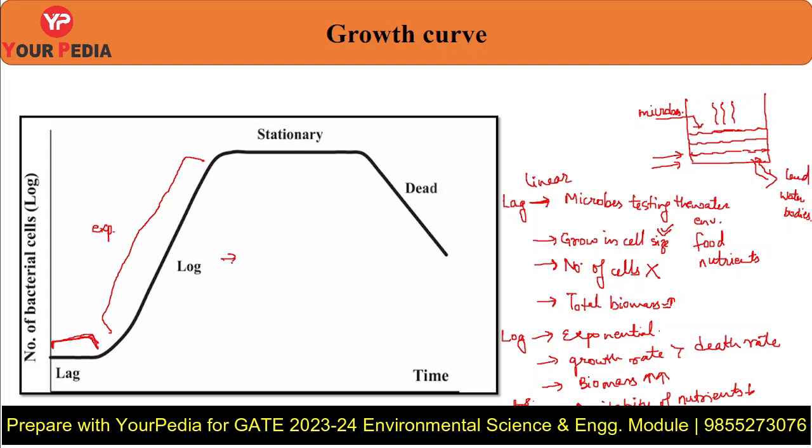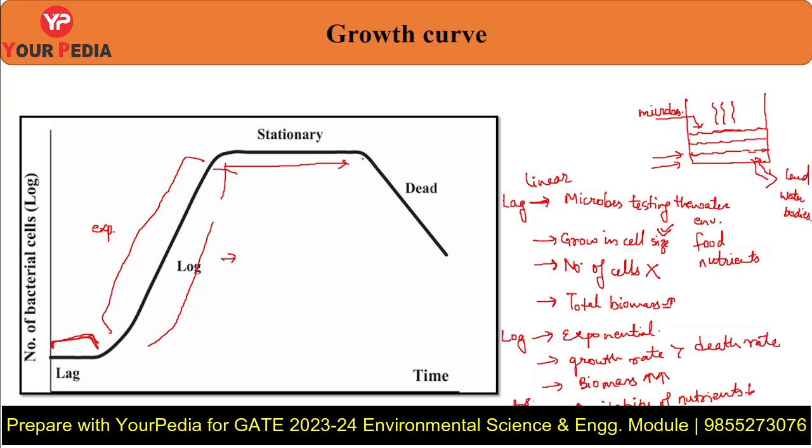And as long as the level of toxicity is within the level that the microbes can handle, the microbes will stay in this phase only. And as soon as the threshold is crossed, the level of nutrients drops and the level of toxicity increases, they enter the so-called stationary phase.